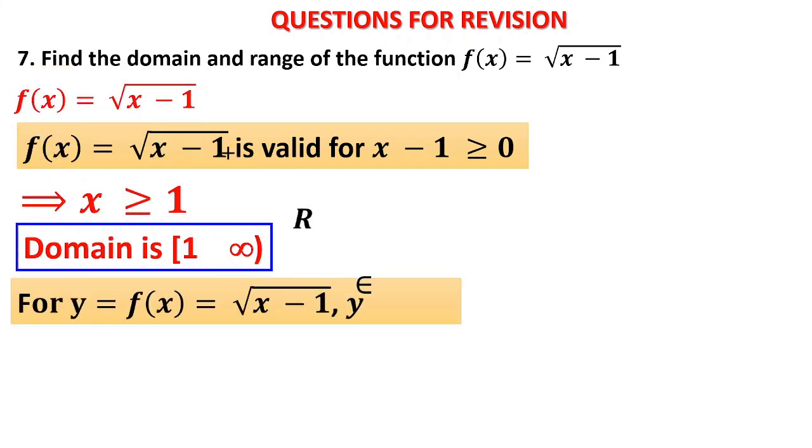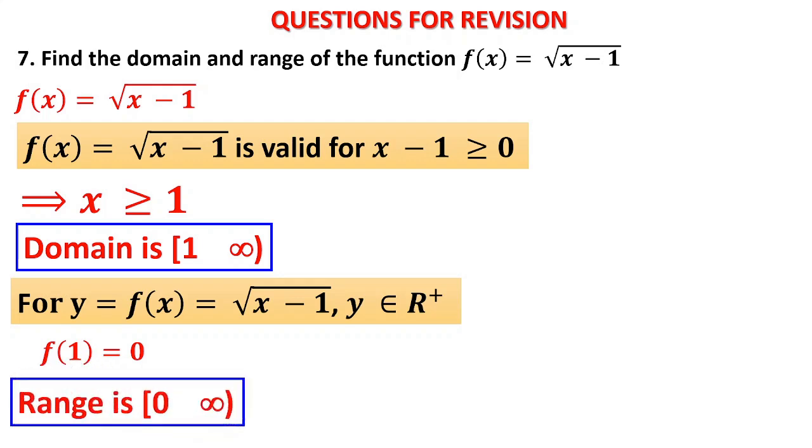Now, for the range, let us take y is equal to f of x. Let us find what are the values of y for which it is defined. Now, all of you know, this is square root of x minus 1, but we are taking only the positive square root. Therefore, y should be a positive real number. And out of this, we have to check whether 0 is included or not. But f of 1 is 0. Therefore, the image of 1 is 0. Therefore, the range is 0 to infinity. 0 is included and it goes up to infinity. All positive real numbers including 0. Therefore, domain is 1 to infinity, range is 0 to infinity.